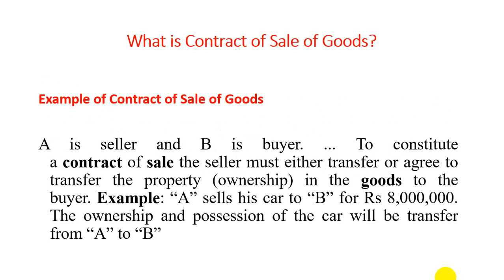Let's see one example which will make it clearer for us. A is the seller and B is the buyer. So there is a contract between A and B, and they are the contracting parties. One is the seller and the other one is the buyer. So they are going to form a contract of sale. The seller must either transfer or agree to transfer.